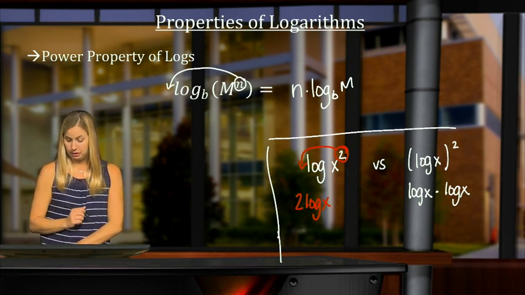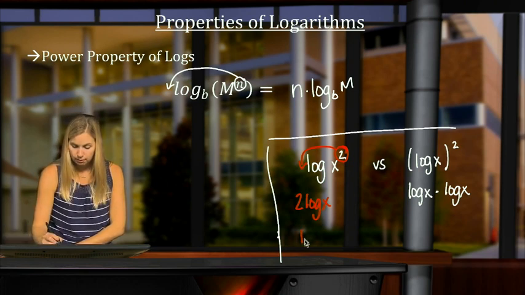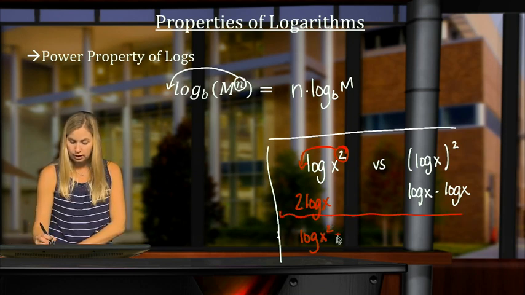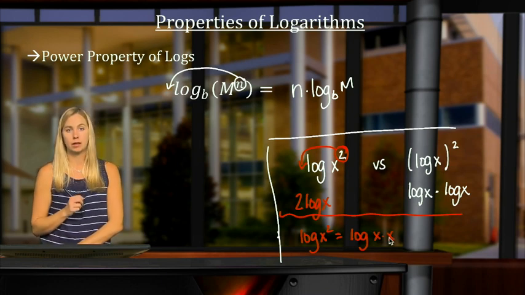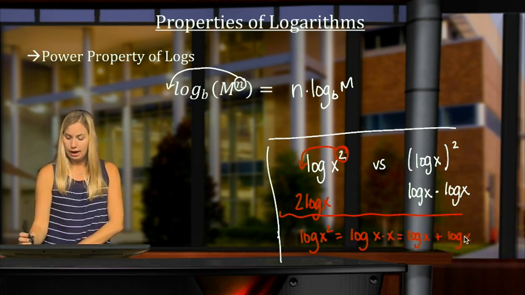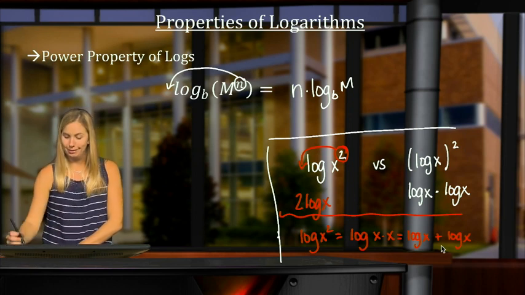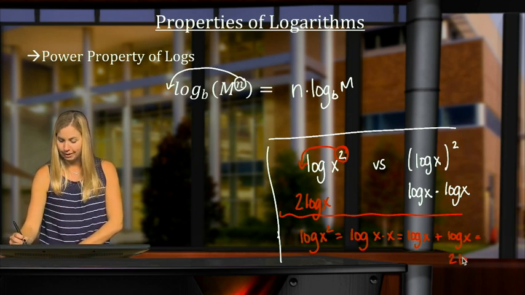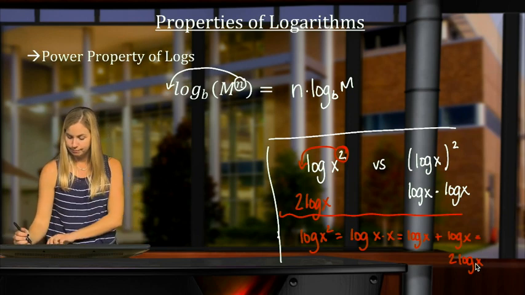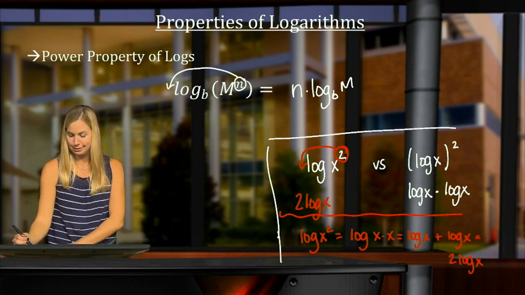Now, another way we could look at this, I just thought of this. Log of x squared is the same as log of x times x. How can we expand multiplication? Using addition, this is log of x plus log of x. And now we have like terms which we can combine. 2 log of x. So there's another proof of that power rule. I love when those things come to me. It's great.